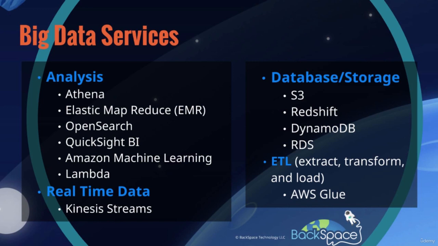If we have real-time streams of data, we can use Amazon Kinesis to capture that data and also analyze it. If we want to store our big data, we've got a number of different database and storage options. Amazon S3, Redshift, our data warehouse solution for petabytes of data, DynamoDB and RDS. And for extracting our data from different data sources, transforming that data and getting it ready for analysis, and then loading it into a database or storage solution, we've got AWS Glue.